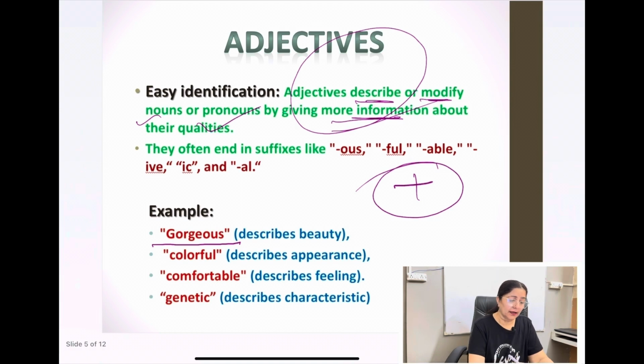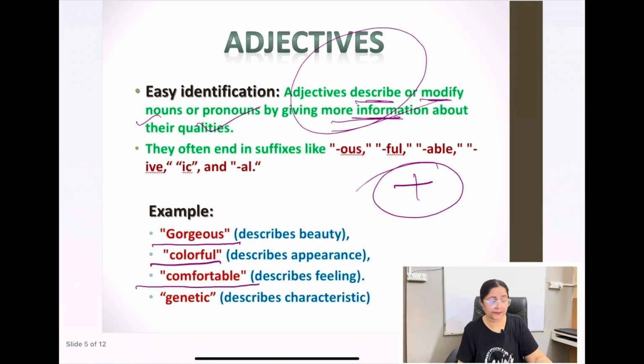Another word could be colorful, which describes the appearance. This dress is colorful. Then we have comfortable. I am feeling comfortable, this dress is comfortable. Again, you don't have to say comfortable as table. I won't drag you much into pronunciation. For that you can watch my other video on pronunciation and the link is in the description box. Then we have genetic. Genetic, it is ending with what?